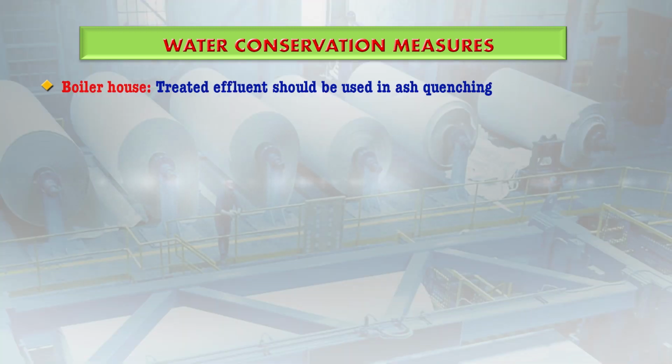The boiler house, now from this also the treated effluent should be used in the ash quenching. Then membrane based processes for the water softening can be installed in place of the conventional chemical processes.